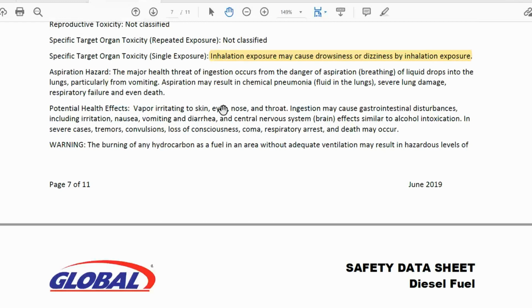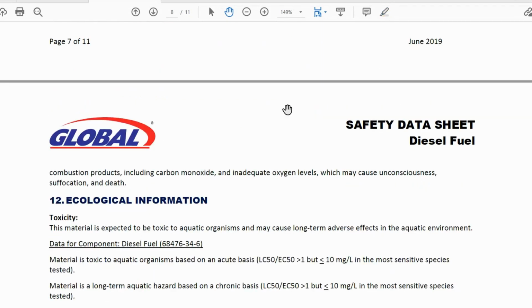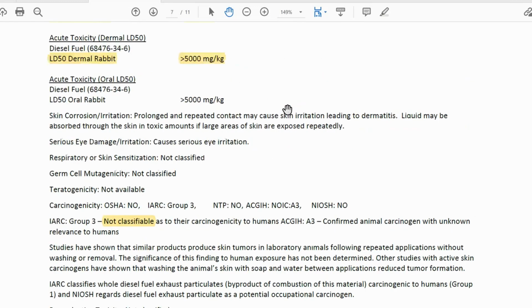Potential health hazard: vapor irritating to eye, nose, throat. Ingestion may cause gastrointestinal disturbance, vomiting. In severe cases, tremors, convulsion, loss of consciousness, coma, respiratory arrest, and death may occur. So the vapor will cause irritation to eye, nose, and throat. So basically, that means that you cannot be exposed to the vapor. Okay. So all these things, you must know.